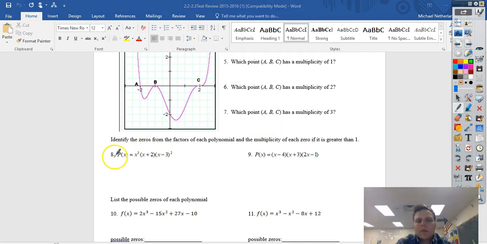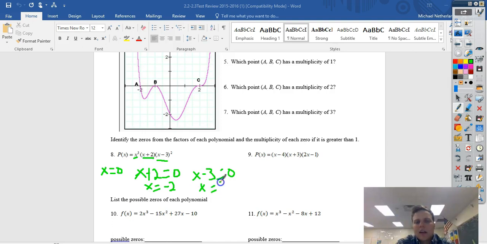So when we look at problem 8, the way you find zeros is just by setting each piece equal to 0. So we're just going to say x equals 0. Then we're going to say x plus 2 equals 0. And then we're going to say x minus 3 equals 0. So the first one's already solved for us. This next one, we just subtract 2, so we get x equals negative 2. And then on this last one, x minus 3 equals 0, we just add 3, so we get x equals 3.